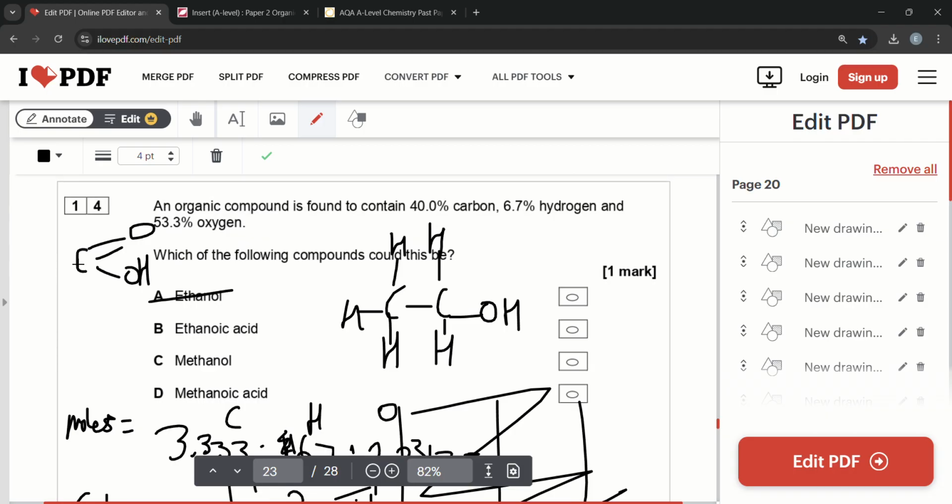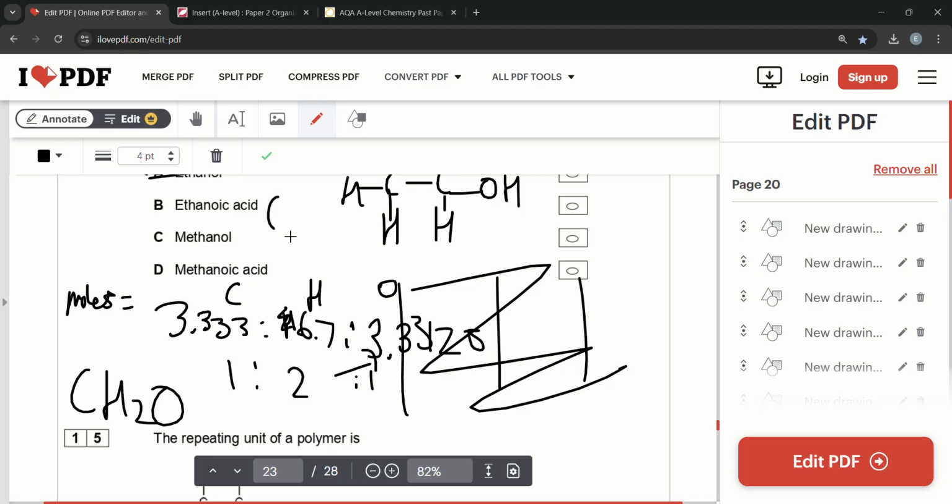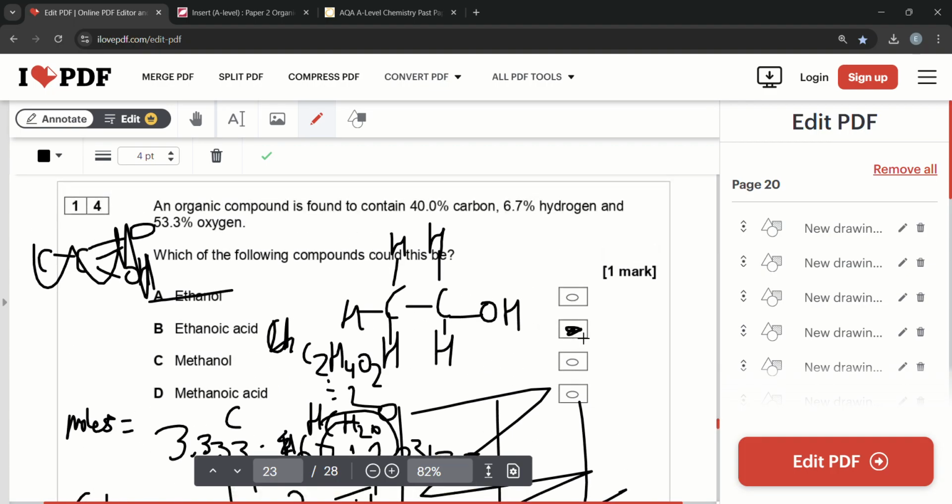It's obviously got, it's gonna have a formula of C2H4O2. Therefore, it is ethanoic acid, because if you divide that by 2, you will get CH2O. The answer is ethanoic acid.